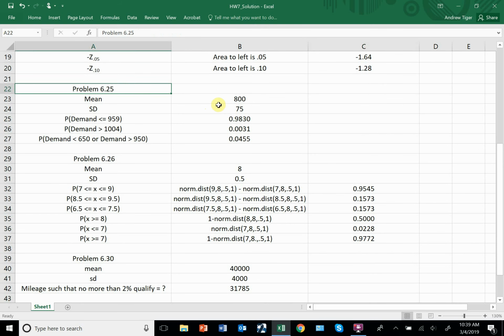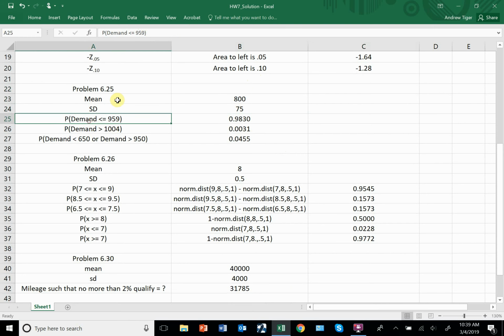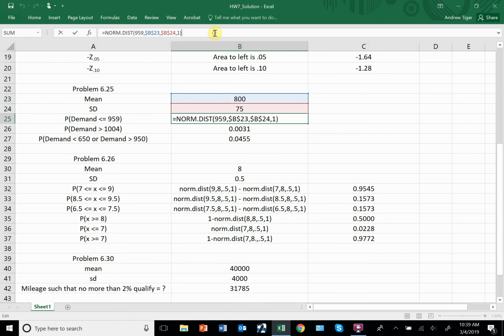625 we did in class. Given the mean and the standard deviation, what are the chances that demand is going to be less than 650 or more than 950? That's just a norm dist problem. When it's solving for a probability, use the norm dist formula. When it's solving for an area to the right, you got to do 1 minus. Area to the right, 1 minus. When you're solving for less than that or that, add them up.